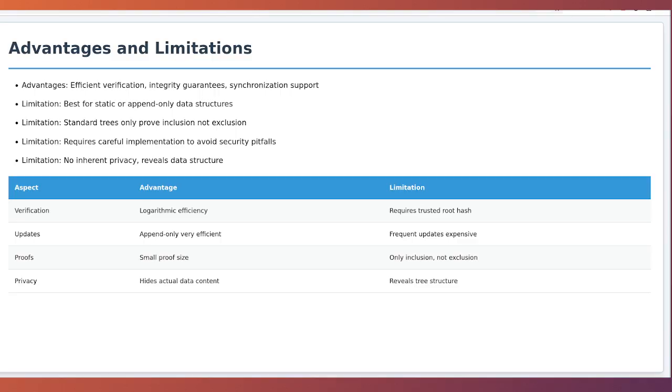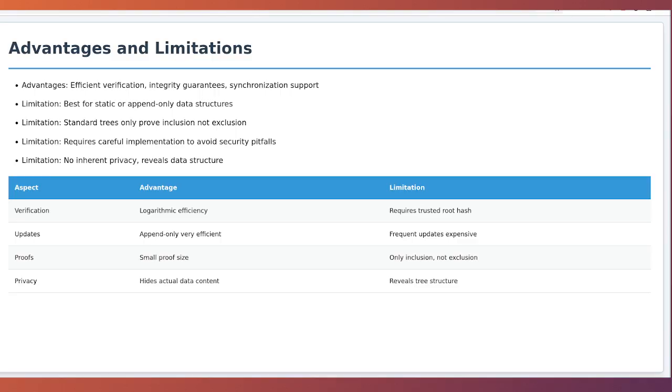Another advantage is integrity guarantees. The cryptographic properties ensure that any tampering is detected. You can't change data without changing the root hash, providing strong assurance that data hasn't been modified. Merkle trees also enable efficient synchronization between replicas in distributed systems. By comparing roots and recursively checking subtrees, you can quickly find discrepancies without comparing entire datasets. This is crucial for maintaining consistency across distributed replicas.